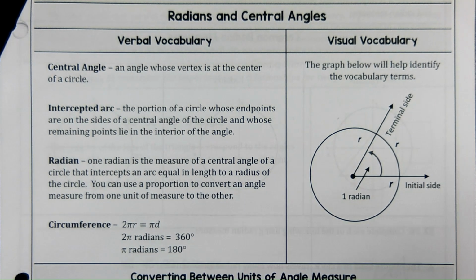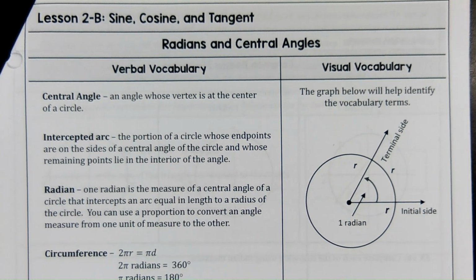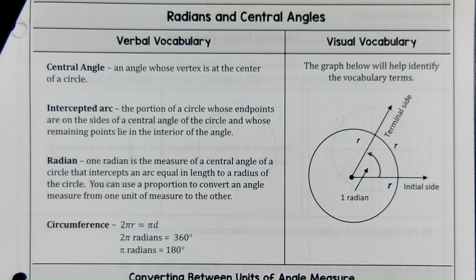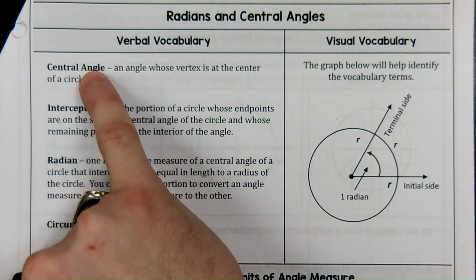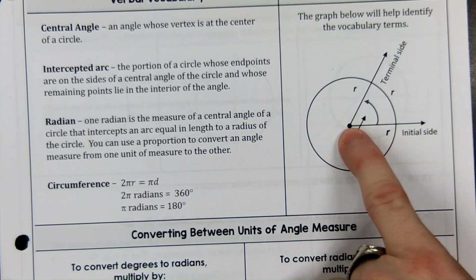Anyway, today we are going to be diving into radians and central angles and things like that. Just like the last lesson, we do have to begin with visual and verbal vocabulary, less so the visual, more the verbal. First of all, what is a central angle? A central angle is any angle that has its vertex at the center of a circle.